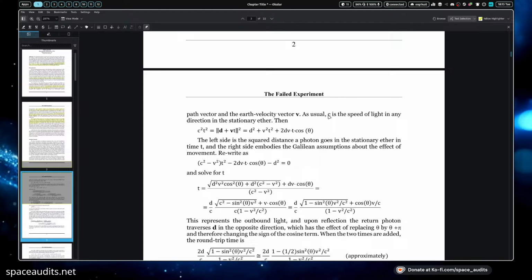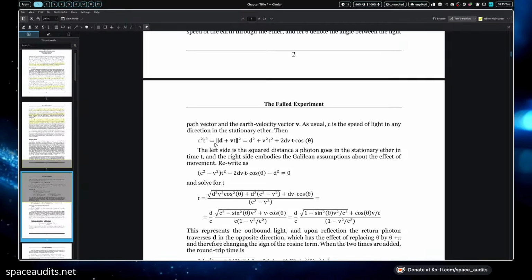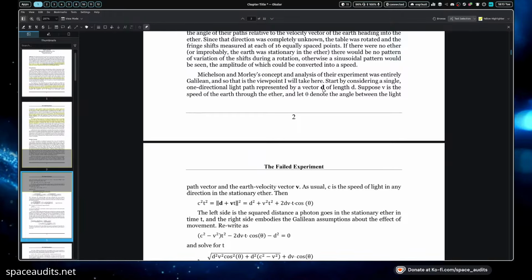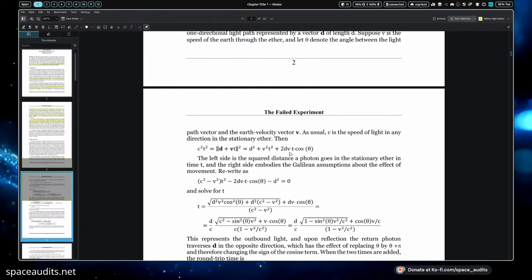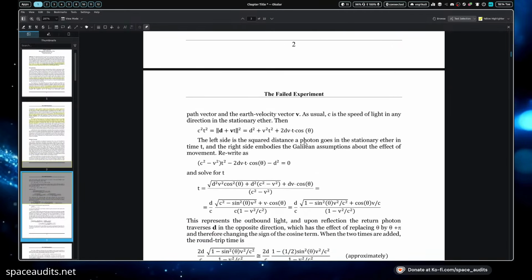As usual, c is the speed of light in any direction in the stationary ether. Then we have this here: c squared times t squared is equal to the absolute value of the vector d of the length d plus the velocity of the Earth through space times time, squared, which is equal to the distance squared plus the velocity squared times time squared plus 2 times the distance times velocity times time times the cosine.